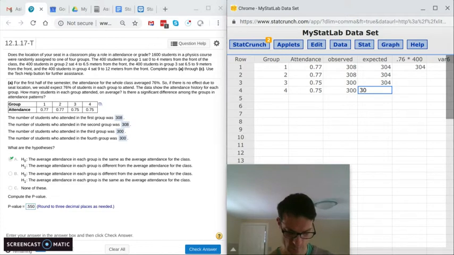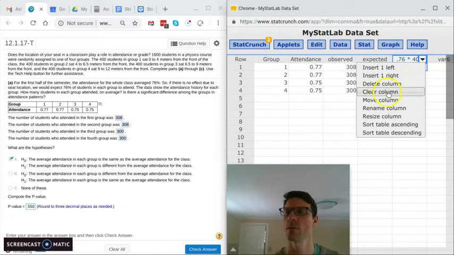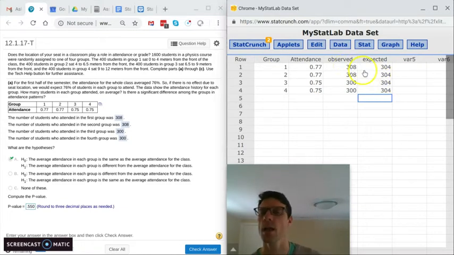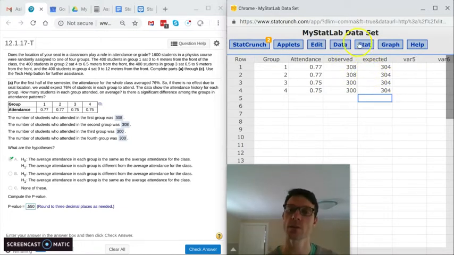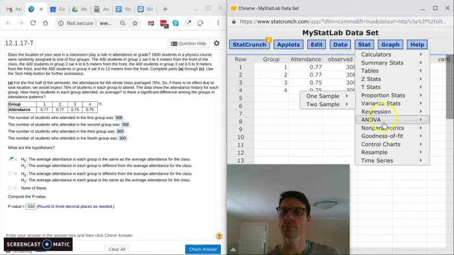Okay. Once we have these two columns, I'm just going to delete this one. Once we have these two columns, observed and expected, we can run the goodness of fit test in StatCrunch and get the p-value, which was really the student's question. They just wanted to know how to get the p-value. On the easier questions, they just give you observed and expected, right? But on this one, you have to do a little work to generate it.